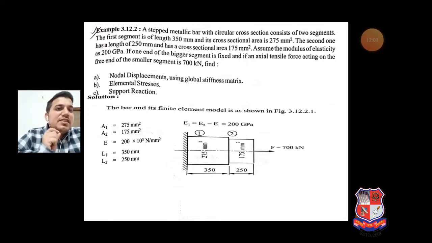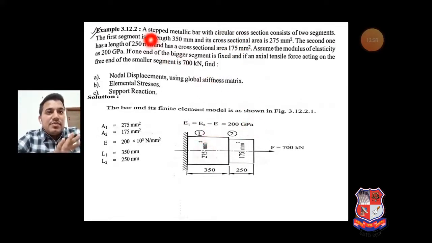The first segment has a length of 350 mm and its cross-sectional area is 275 mm². The second one has a length of 250 mm and a cross-sectional area of 175 mm². So here they are giving data, but they are not giving any kind of figure, so we have to generate this figure by ourselves.